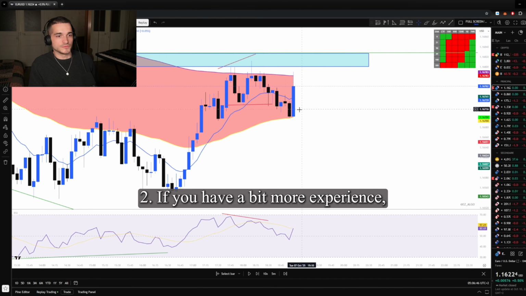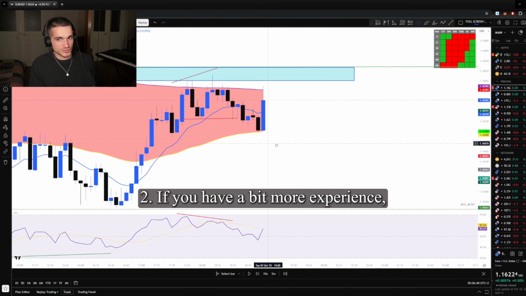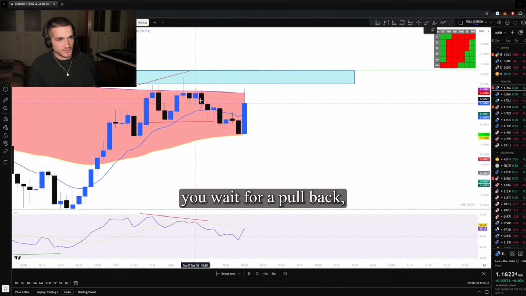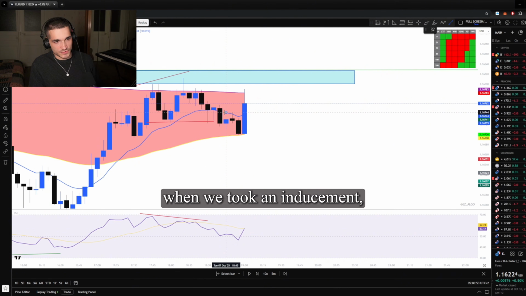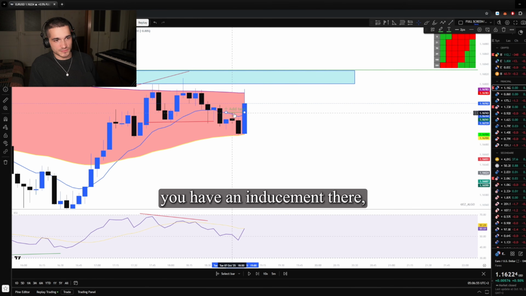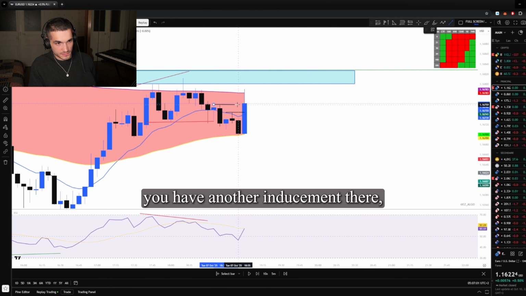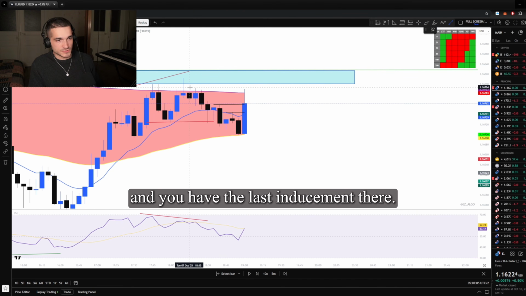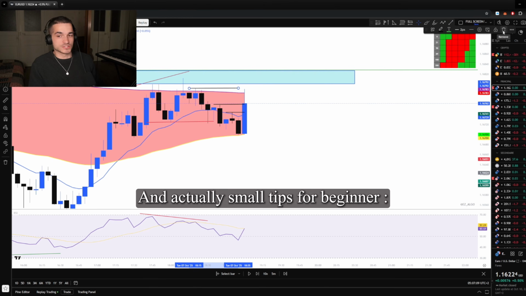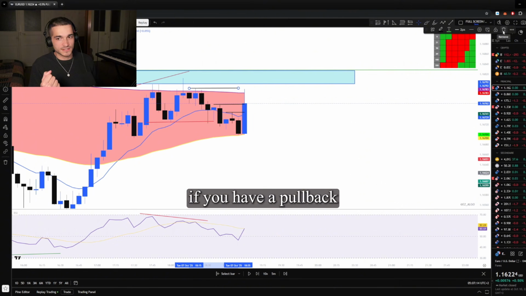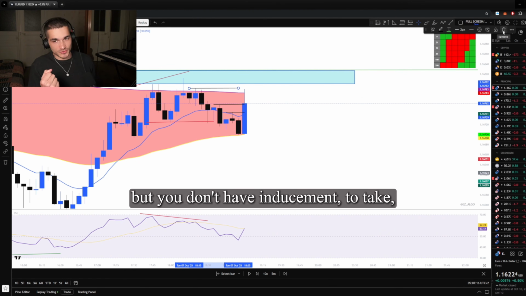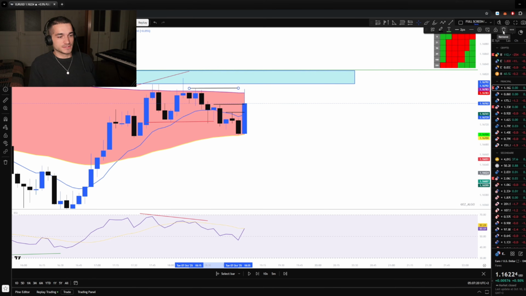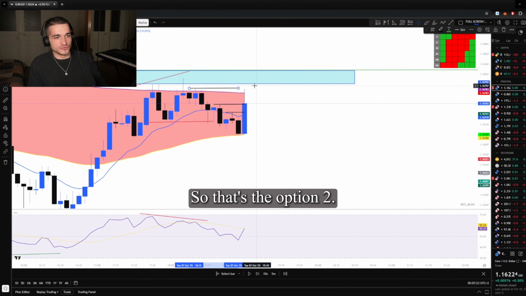Number 2, if you have a bit more experience, you wait for a pullback. When we took an inducement, you have an inducement there, you have another inducement there, and you have the last inducement there. And actually, small tip for beginners, if you have a pullback but you don't have an inducement to take, you're the liquidity, it's not a good thing. So that's option number 2.